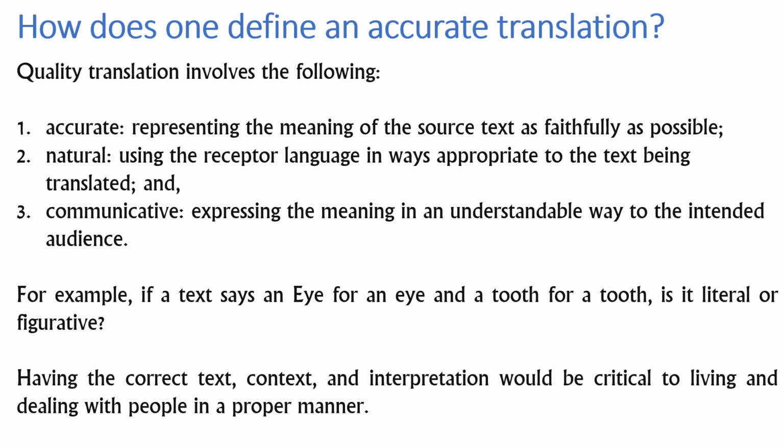This is, of course, the first thing that you'd have to wonder: okay, well, what exactly does it mean by accurate? So essentially, using definitions that have been put together by people who deal with translation, a quality translation usually involves the following. Whether it's accurate, meaning it represents the meaning of the source text as faithfully as possible; whether it's natural, meaning it uses the receptor language in ways appropriate to the text being translated; and whether it communicates, basically expressing the meaning in an understandable way to the intended audience.